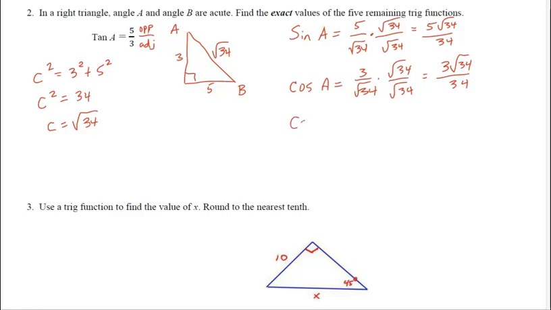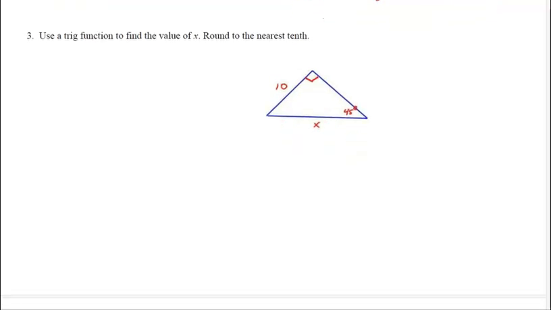So sine's reciprocal is called cosecant. And I would just take this where we started off with 5 over root 34. Just flip that over. Root 34 over 5. Cosine's reciprocal is secant. And kind of the same thing, I'm going to take this 3 over root 34 and flip it. And tangent's reciprocal is called cotangent, and that's easy enough. We just take 5/3 and we flip it over and we got 3/5. So there's your final answer for number 2.